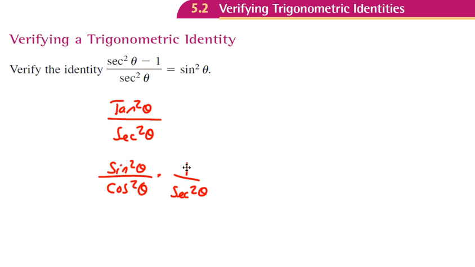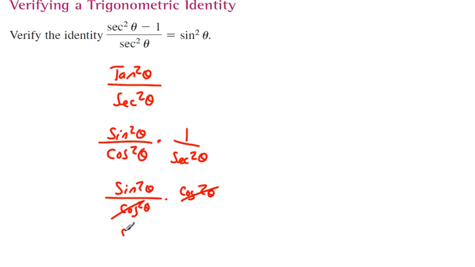Okay, well, we know that 1 over secant squared theta is cosine squared theta. Oh, look at this little guy. So let me rewrite my tangent, which is sine squared theta over cosine squared theta. But now I can multiply this by cosine squared theta. And obviously, all we have is sine squared theta equals sine squared theta. And it's exactly what we were looking for. And so that means we're done with that one.